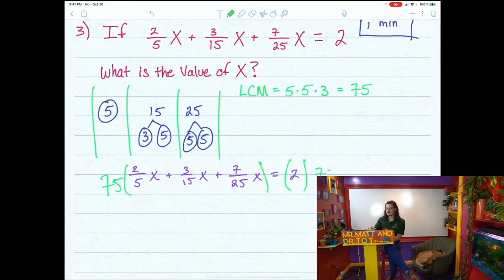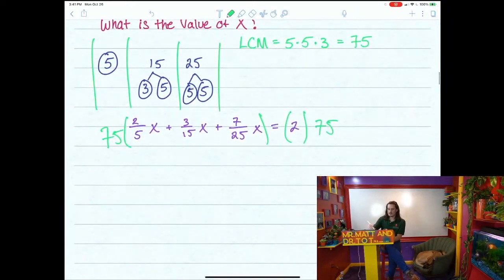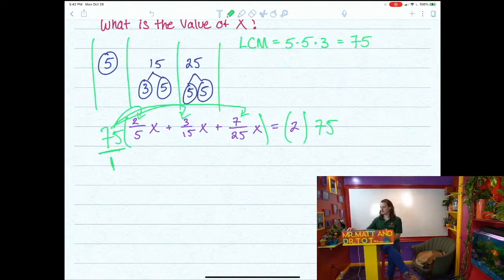But make sure that this 75 gets distributed. And remember, you can think about 75 as a fraction as 75 over 1, if that makes it easier. But make sure you take that 75 over 1 to each of the fractions inside of this parentheses. Okay? Actually, I'm going to give you 2 more minutes because that's a little bit of a process, and then I'll give you the answer.